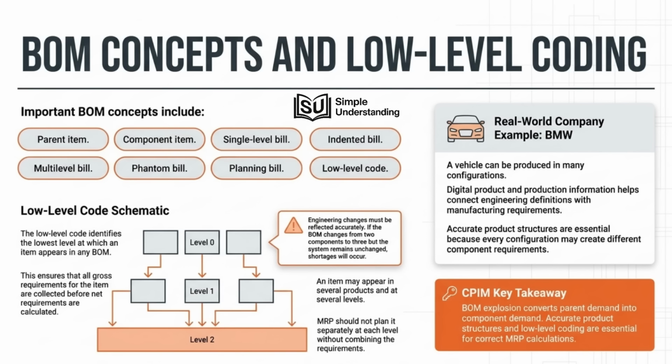Real-world company example, BMW. A vehicle can be produced in many configurations. Digital product and production information helps connect engineering definitions with manufacturing requirements. Accurate product structures are essential because every configuration may create different component requirements. CPIM key takeaway. BOM explosion converts parent demand into component demand. Accurate product structures and low-level coding are essential for correct MRP calculations.